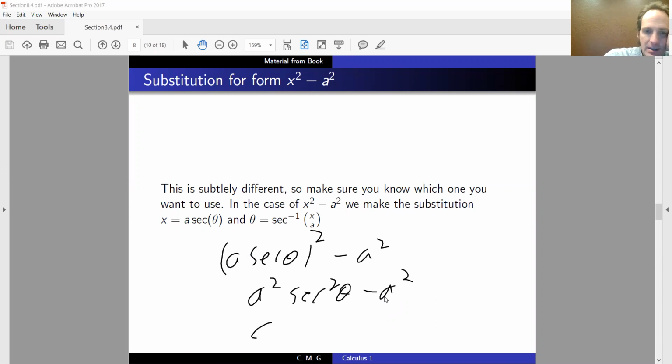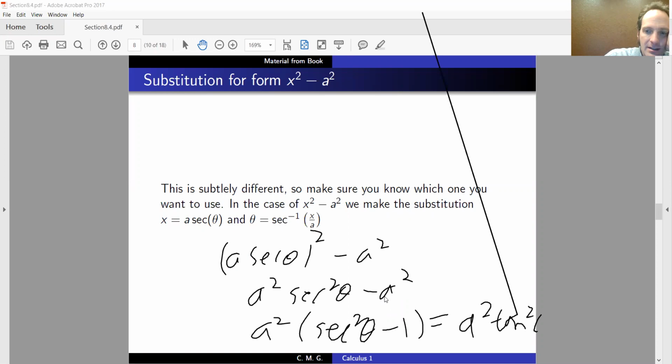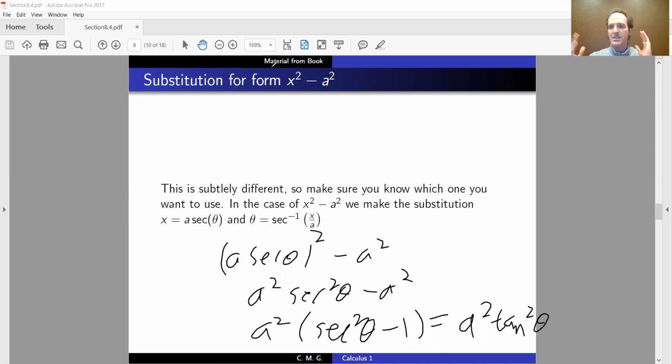I factor an a squared out. I get secant squared theta minus 1. That's going to become a squared tangent squared theta. And this one, again, it turns into a tangent. And then I have the derivative of secant has a secant tangent. So what I have is powers of secant and tangent, and we use the stuff from 8.3 to then go through and integrate that.